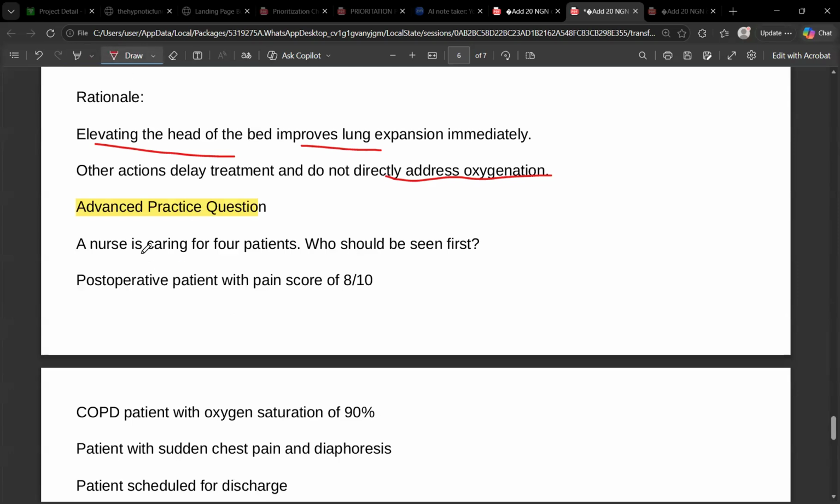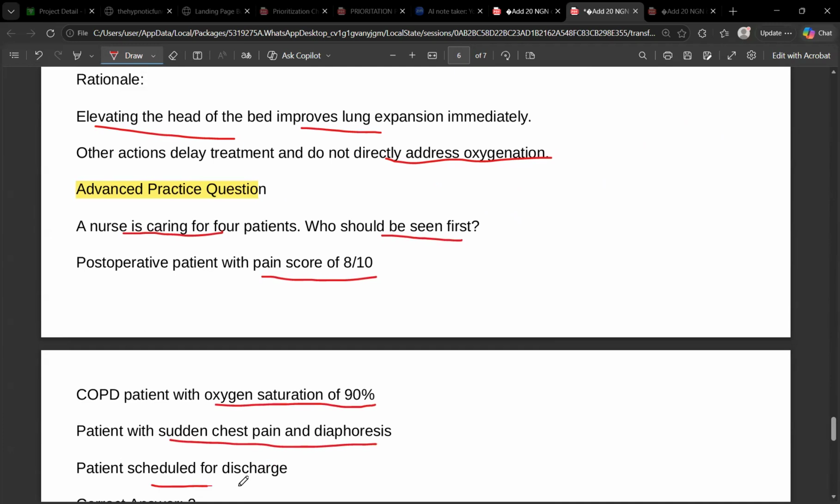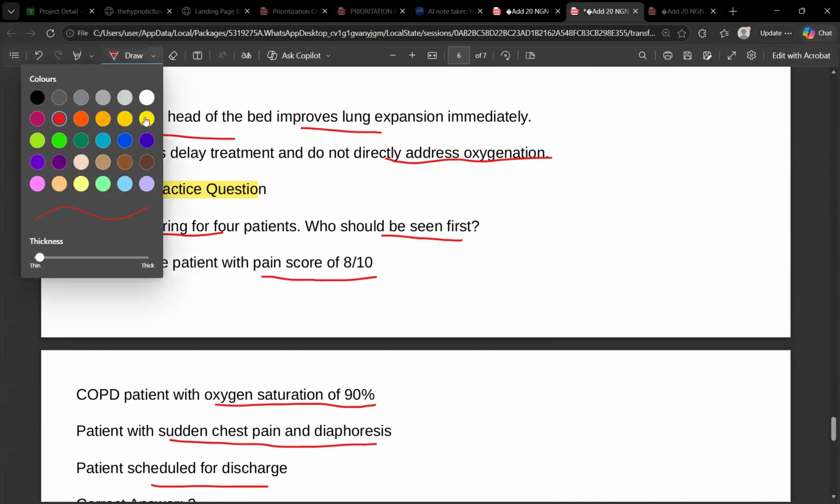A nurse is caring for four patients. Who should be seen first? A postoperative patient with pain score 8 out of 10. A COPD patient with oxygen saturation 90%. A patient with sudden chest pain and diaphoresis. A patient scheduled for discharge. Which patient? The patient with sudden chest pain and diaphoresis. Why? You can tell me the rationale for that.